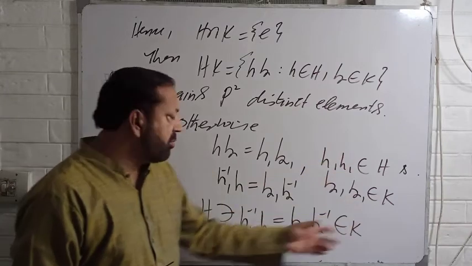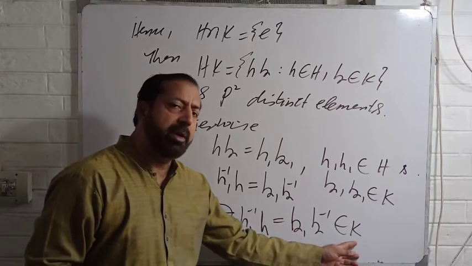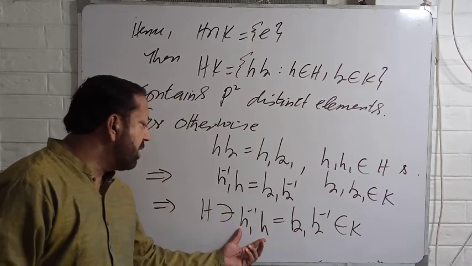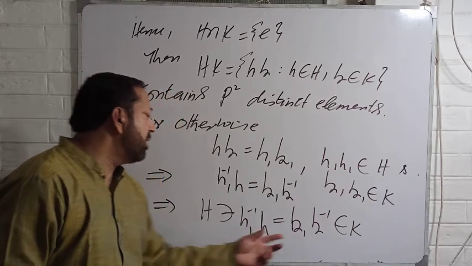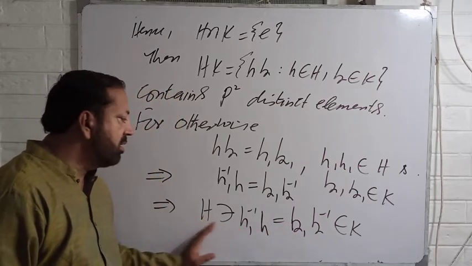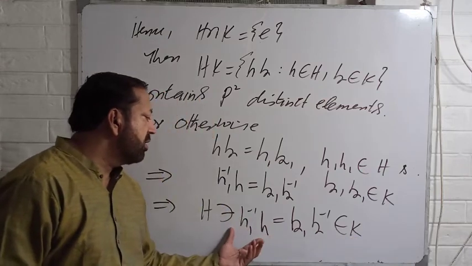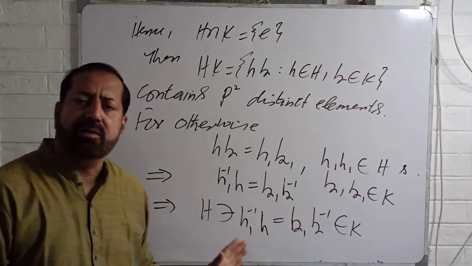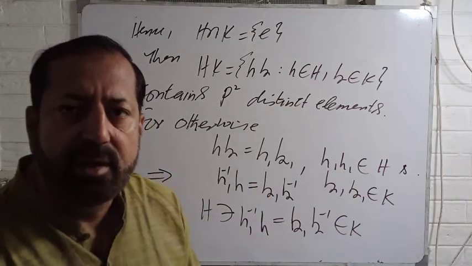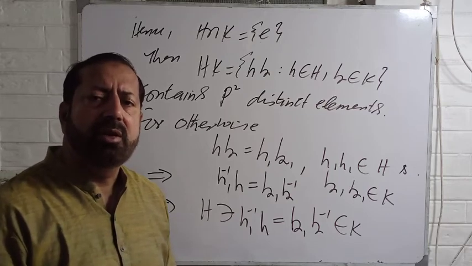Since H and K both are subgroups, this is an element of capital H, and this one is an element of capital H. This being equal to this, this is also an element of capital H. And since this is an element of capital K, so being equal to this, this is also an element of capital K. This means that both are elements of H intersection K, and you know that H intersection K is equal to identity, so both are equal to E.